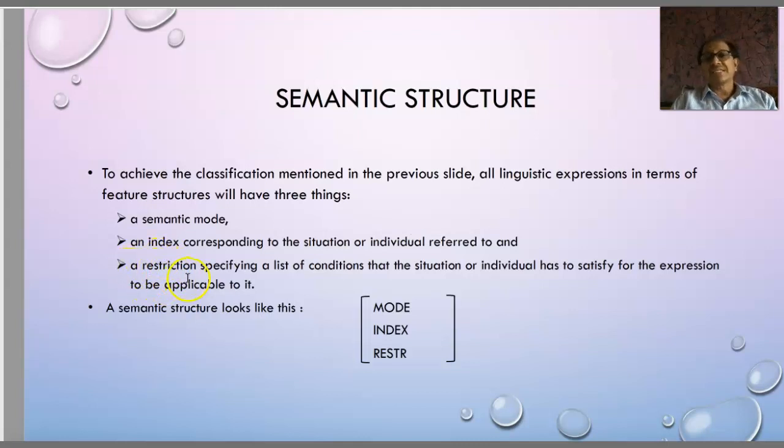Then the third feature is a restriction. Restriction is a list, basically. It specifies a list of conditions that the situation or the individual must satisfy in order to make the proposition, or in order to make the expression, true. So the conditions mentioned here have to be satisfied by the situation or individual. Thus, a semantic structure looks like this. A semantic structure will have 3 features: mode, index, and restriction. Of the 3, restriction is a list.